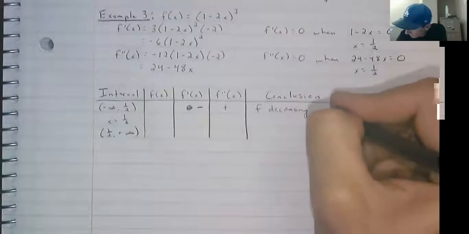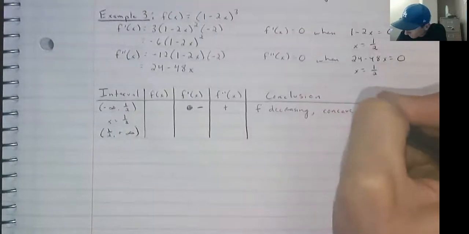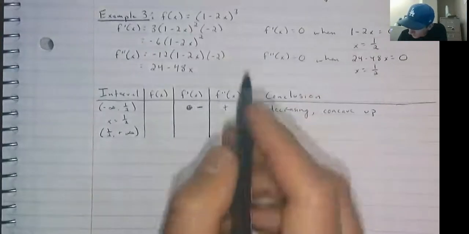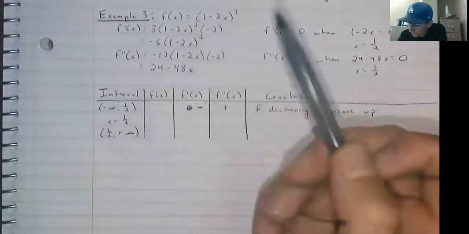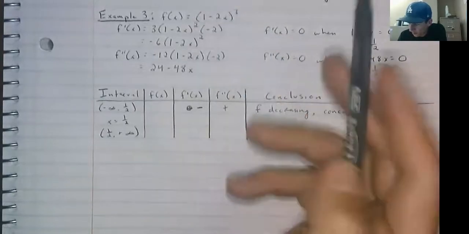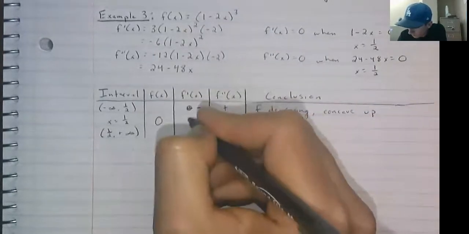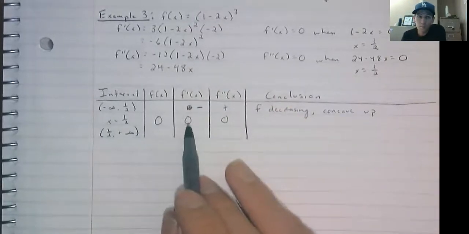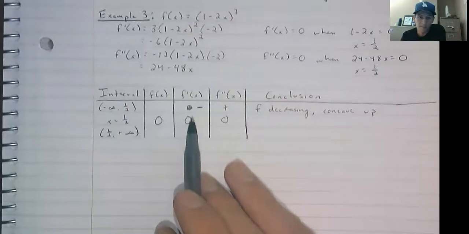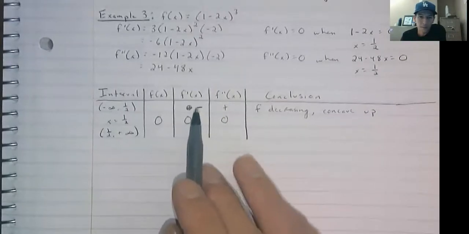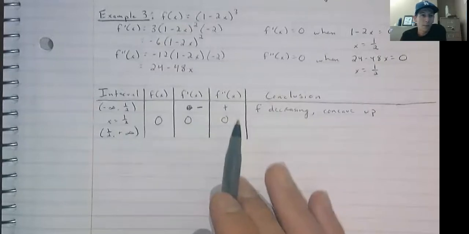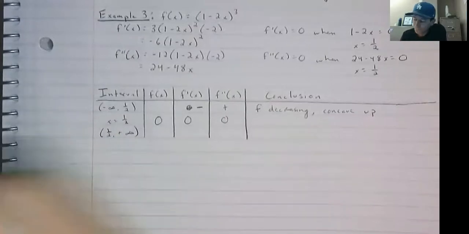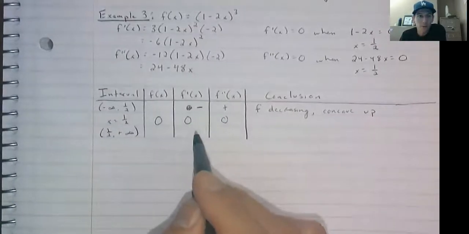Okay, cool. So f is decreasing and concave up. Now, at 1/2, f is 0, f prime is 0, f double prime is 0. So this means there could be a maximum or a minimum. I guess it would have to be a minimum since we're decreasing. There could be a point of inflection because we've got a 0, but maybe not.